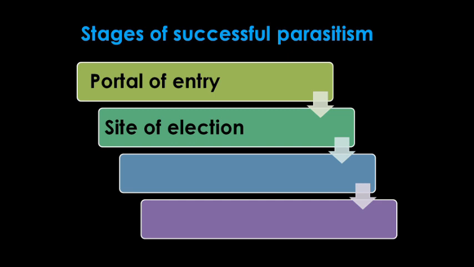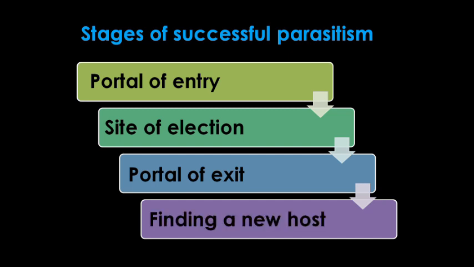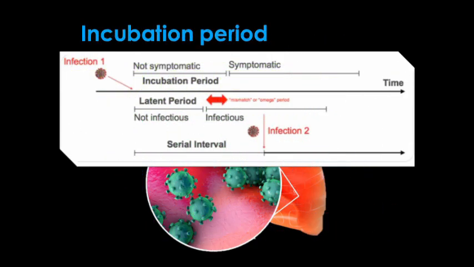After entering the host body, the infectious agent must reach the appropriate tissue or the site of election in the body of the host. There it finds optimal conditions for its multiplication and survival. As in coronavirus, the sites of election are alveoli in lungs. The infectious agent later finds a way out of the body, that is the portal of exit, so that it may reach a new host and propagate its species, as coronavirus gets spread through coughing and sneezing. After leaving the human body, the infectious agent must survive in the external environment for a sufficient period till a new host is found.